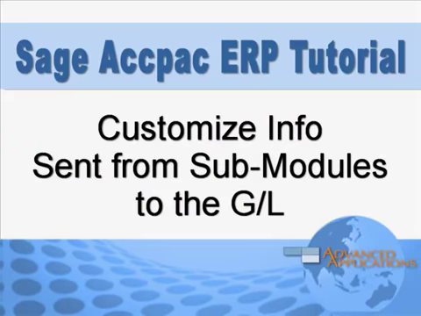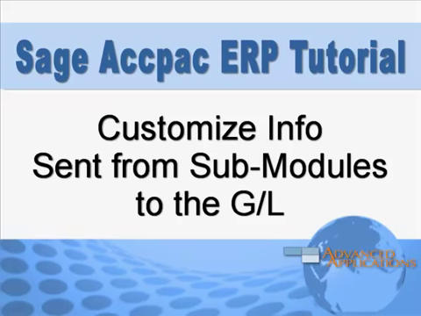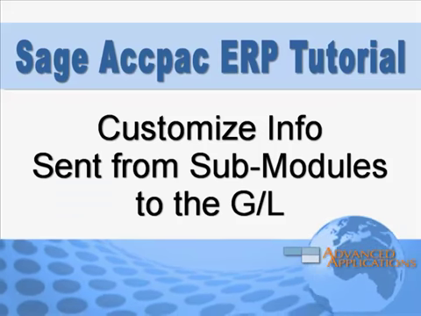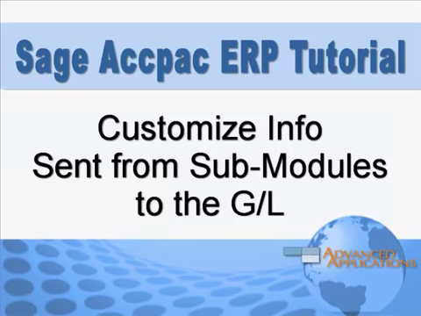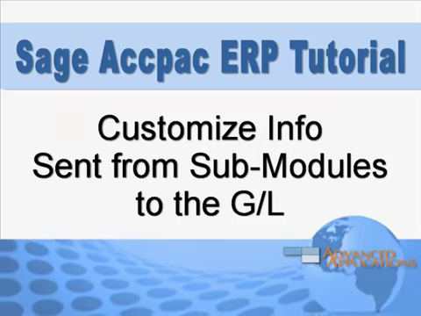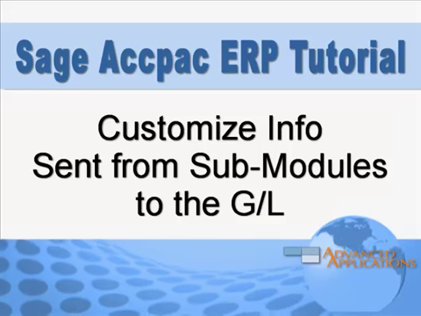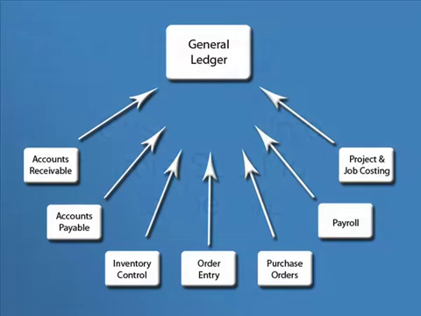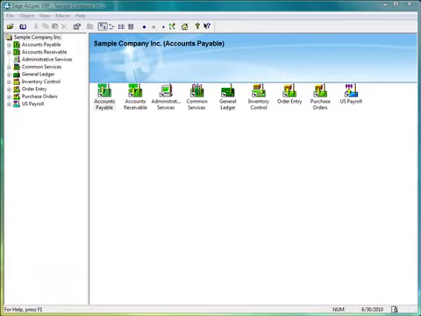Sage Accpac ERP allows you to customize the information that flows from your submodules to your general ledger. This is important because it allows you to have key information about underlying transactions visible at the GL level. In this tutorial, we'll show how you can customize the information sent from a submodule to the general ledger, in this case, from accounts receivable. Importantly, this feature applies to all of your submodules. So now let's jump right in and take a look.